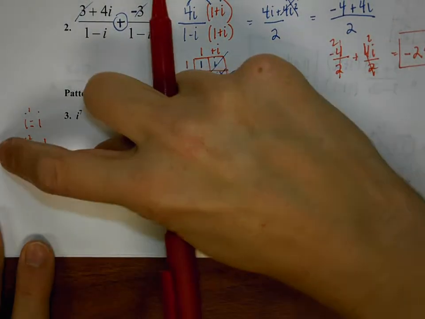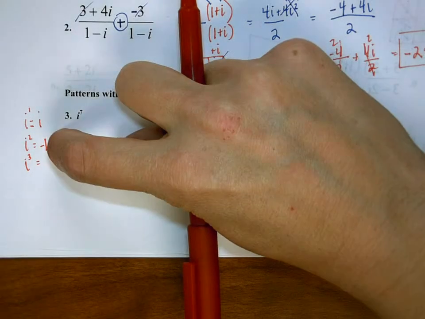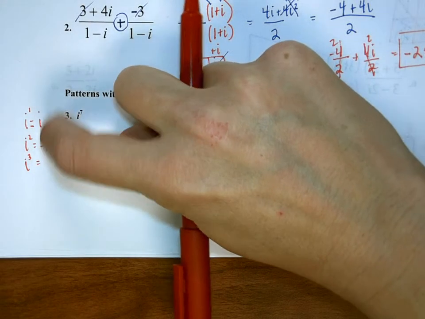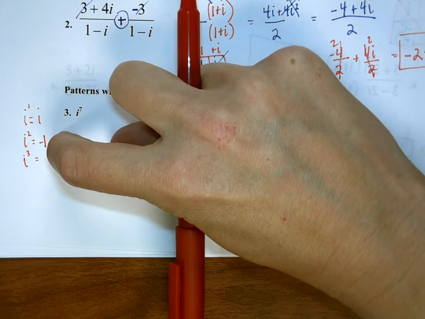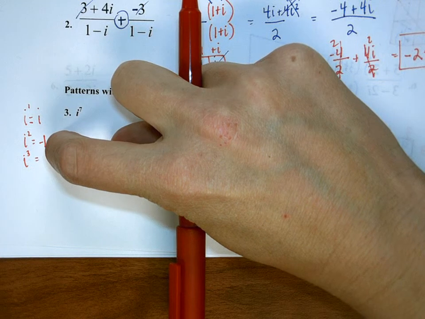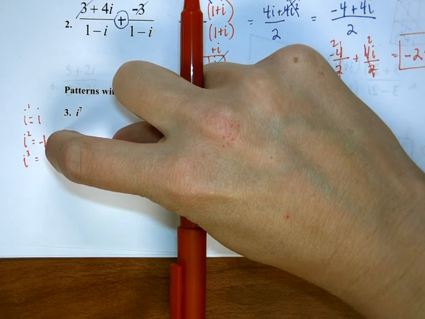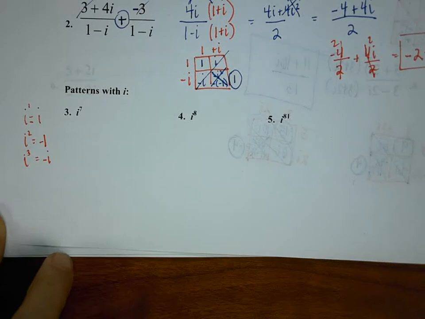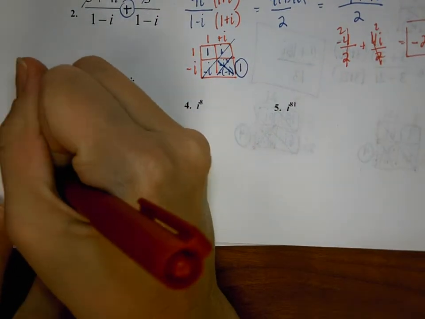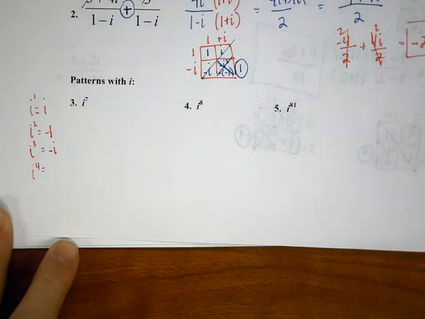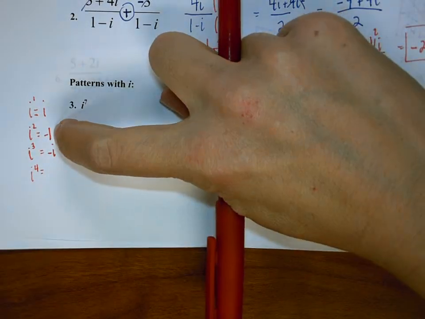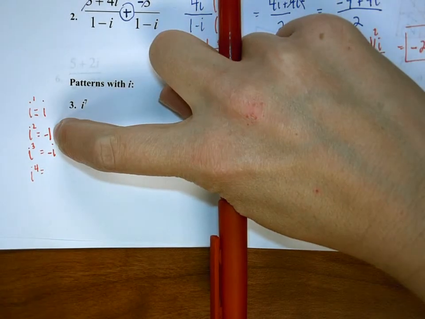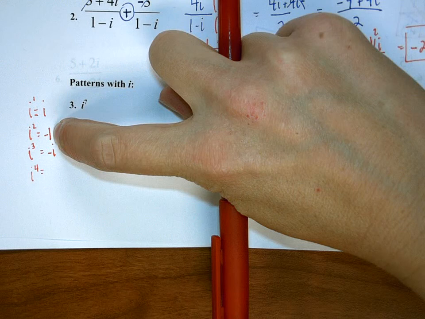So i squared would be negative 1, right? And then you have one more i, so it's going to end up being negative 1i, or negative i. Okay? i to the fourth, which means you're going to end up with 2 i squareds, right? So you'd end up with a negative 1 times a negative 1, which makes a positive 1.